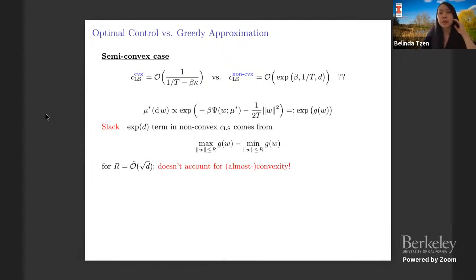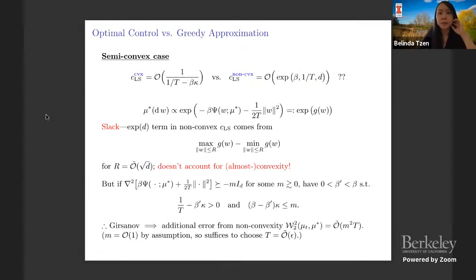So if we look more closely at the log-Sobolev constant for the non-convex case, we'll see why it has this exponential dependence on dimension, which is that this exponential-in-d term comes from the maximum fluctuation of this, what we call G here, this potential, over some compact set that could be of size root t. So if you think about it, this is actually pretty bad, in the sense that a strongly convex function will have a pretty bad log-Sobolev constant using this bound, but obviously it will have a very good one using the correct one, which accounts for convexity. So what can we do about this?